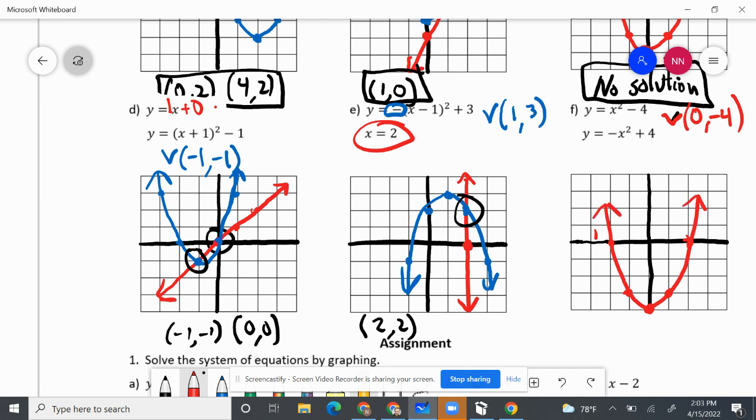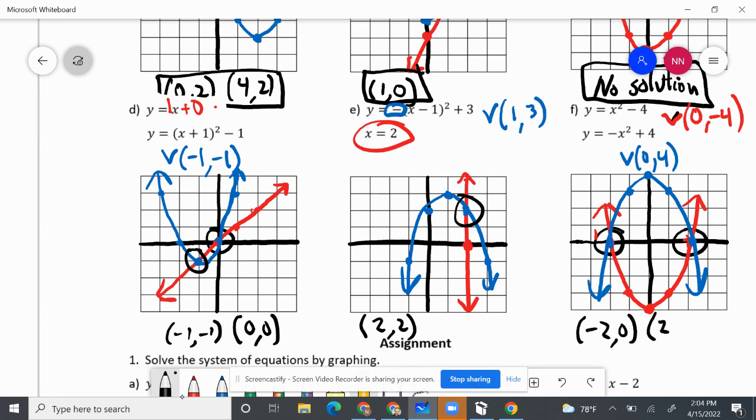And then for the other one, what we have is 0, 4. And so we go up to 0, 4, we go down 1, and then we go down 4 when we go over 2. And that right there gives us our graph. When we're looking at this, what we notice is that it crosses twice, one at negative 2, 0, and the other one at 2, 0.